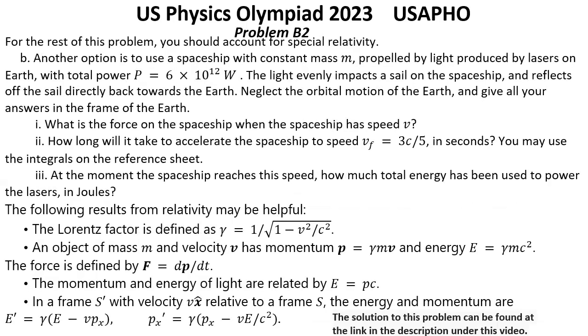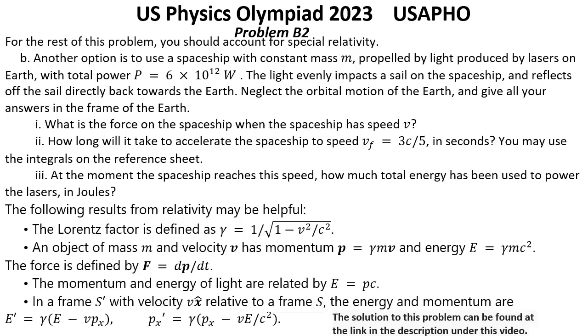For the rest of this problem, you should account for special relativity. Part B. Another option is to use a spaceship with a constant mass m propelled by light produced by lasers on Earth, with a total power P equal 6 multiplied by 10 power 12 watt. The light evenly impacts a sail on the spaceship and reflects off the sail directly back towards the Earth.